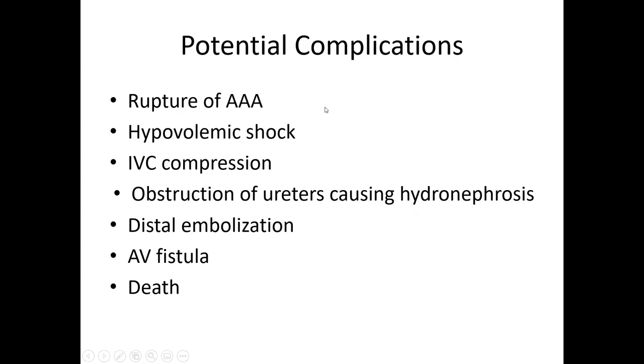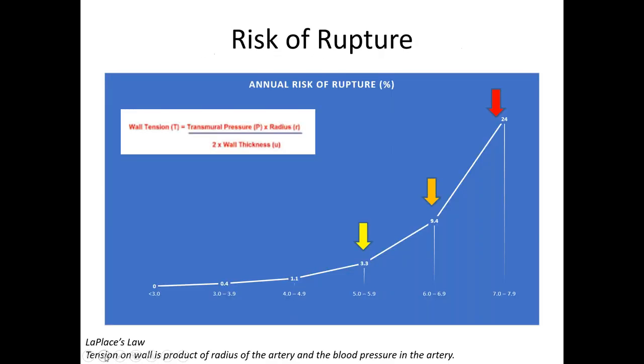So potential complications would be rupture, hypovolemic shock, patient presenting in shock, IVC compression, because the IVC is just next to the abdominal aorta, so the blood clot can put a lot of pressure on the IVC, and it being a low pressure system, it can collapse. And so we have obstruction of the ureters, they are also running on the sides, and so they could cause hydronephrosis, distal embolization could occur, AV fistula formation, and of course, death.